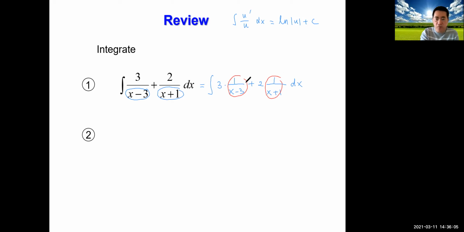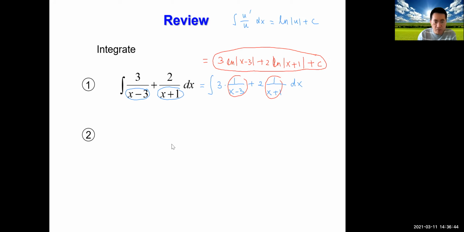Okay, and therefore when you integrate, that one is 3 times the natural log of the absolute value of x minus 3 plus 2 times the natural log of the absolute value of x plus 1 plus c. Okay, so you see it's pretty quick for that one. Use the natural log for u prime over u, right?